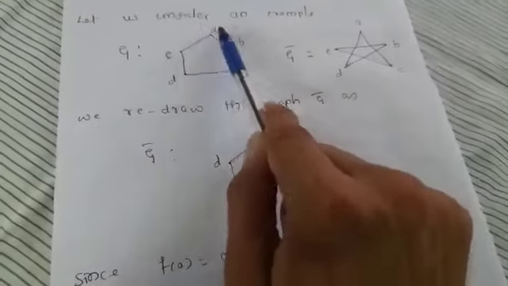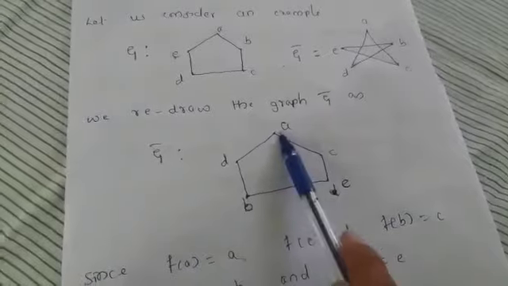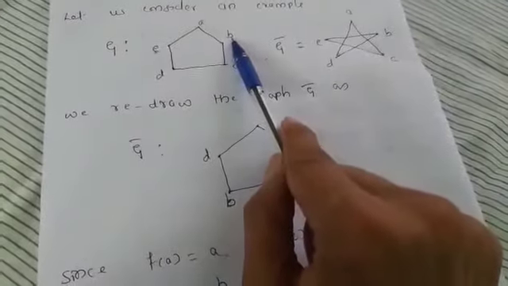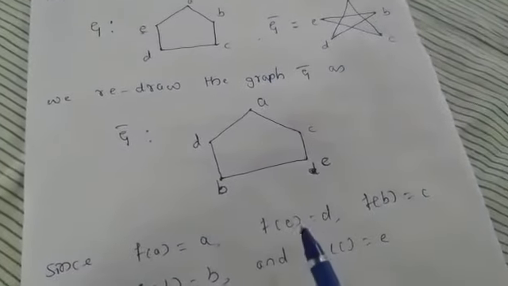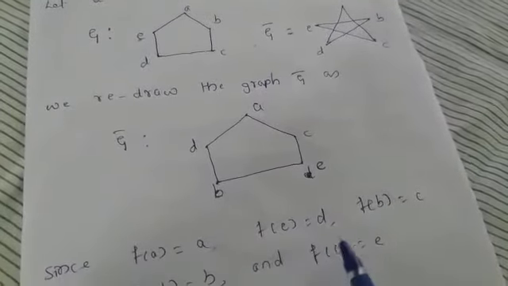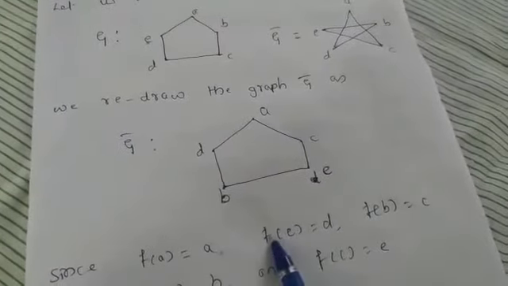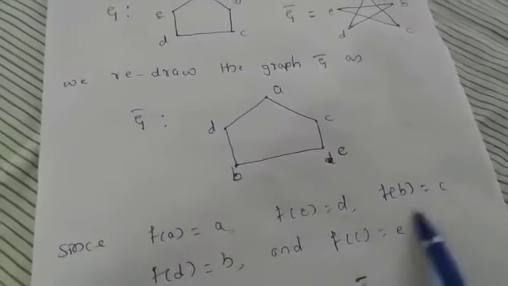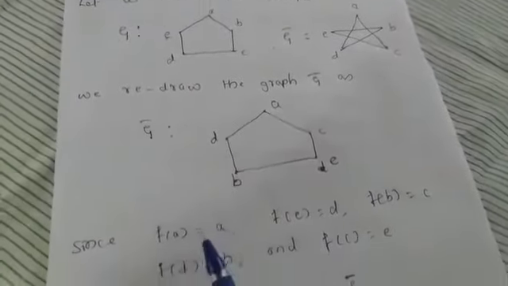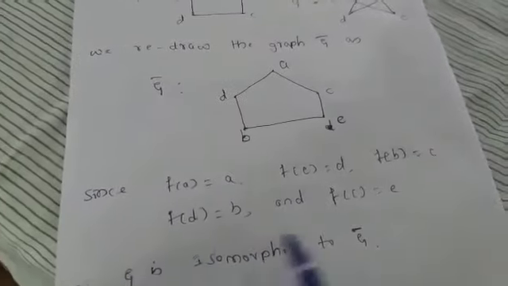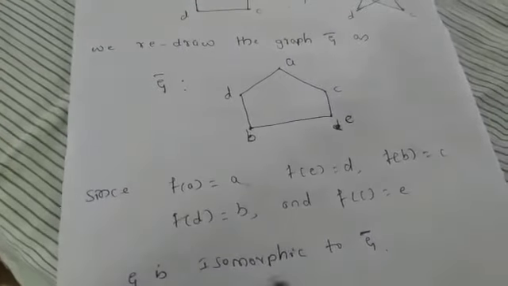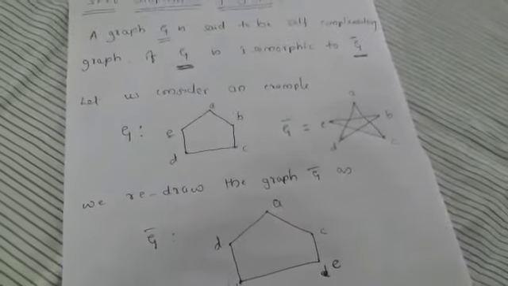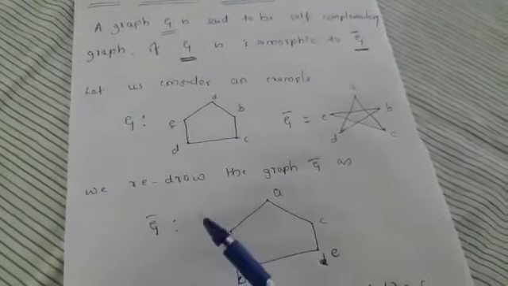A belonging to this vertex set, that is f of A belonging to this vertex set. I will name it as f of A is equal to A. B belonging to this vertex set, f of B is equal to C, f of E is equal to D, f of D is equal to B, and f of C is equal to E. So now this relation we have developed, that is f is from G to G bar. Now we can say G is isomorphic to G bar. Now I will try to explain it in a simpler way.